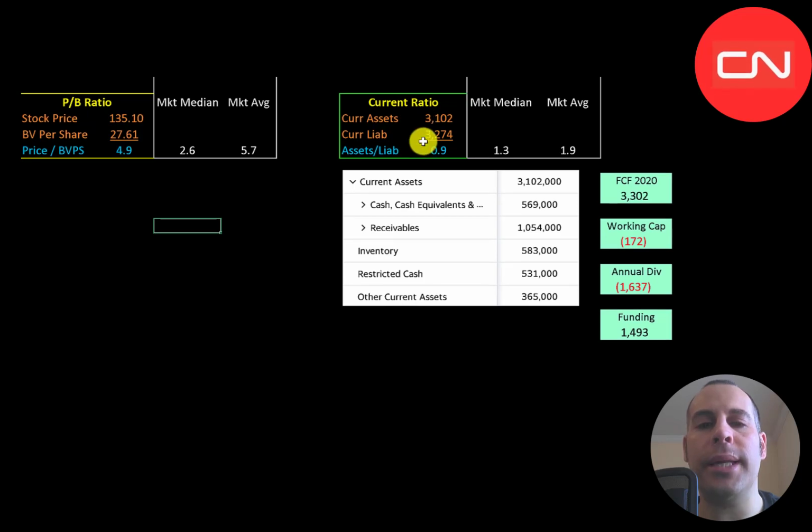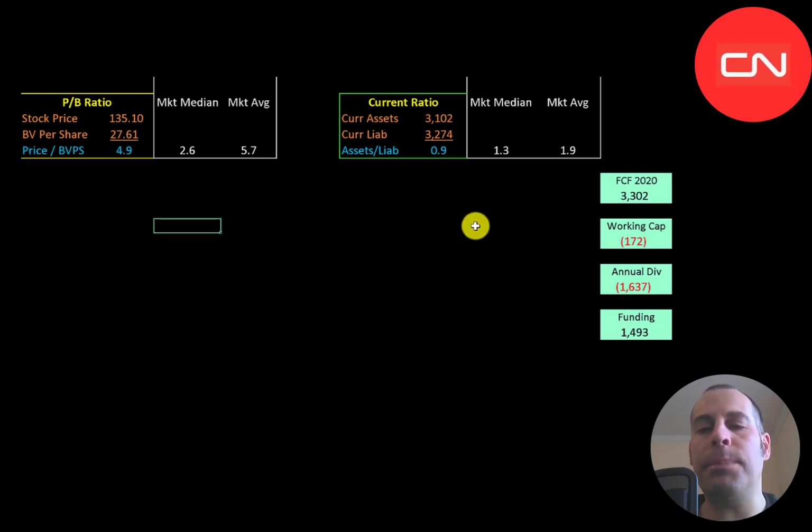Current ratio is current assets over current liabilities. They cannot cover their current liabilities with their current assets. They're a little shy. And their current assets are $569 million of cash, $1 billion of receivables, and $500 million of inventory. It does appear the company has sufficient funding to run their business.